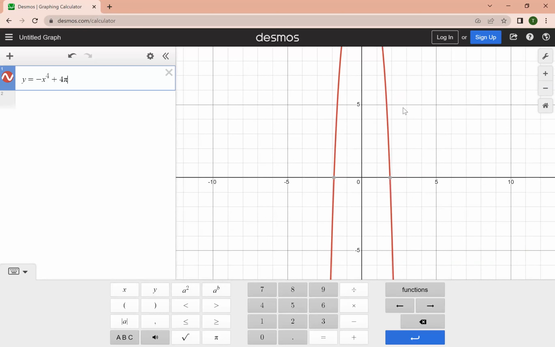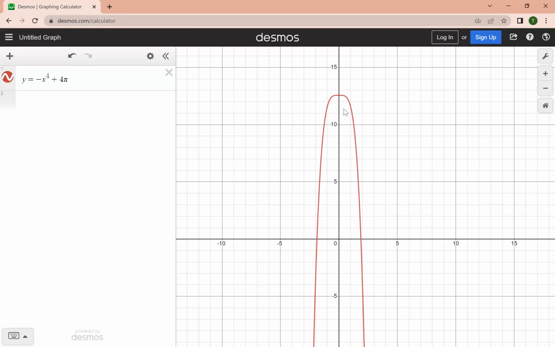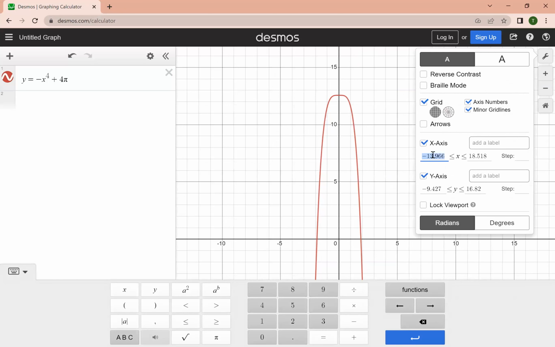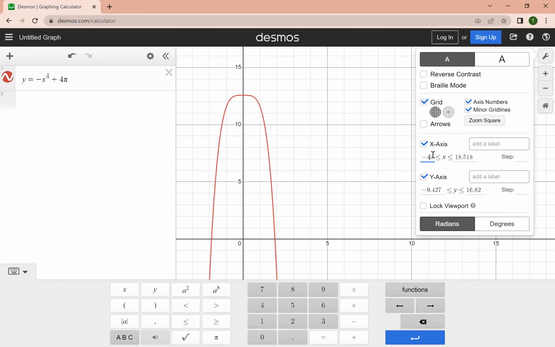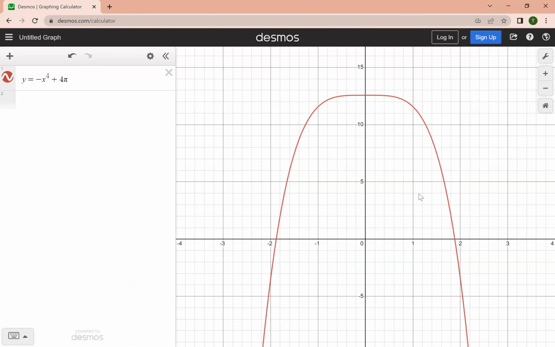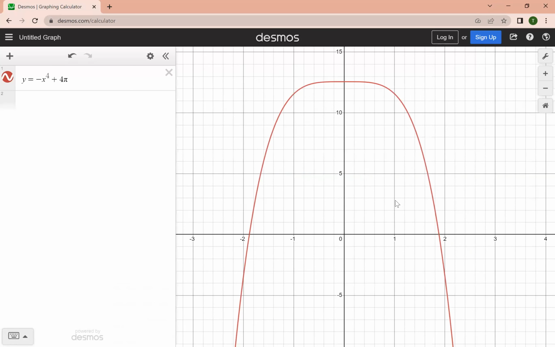Now you really want to zoom out until you can see the graph. Okay, and this is probably a pretty good window. If you wanted to squeeze in a little bit on it, you can use this wrench here for the settings. And I can change the x-axis to go from, say, -4 to +4. And now we've got a little bit better view of the graph there.